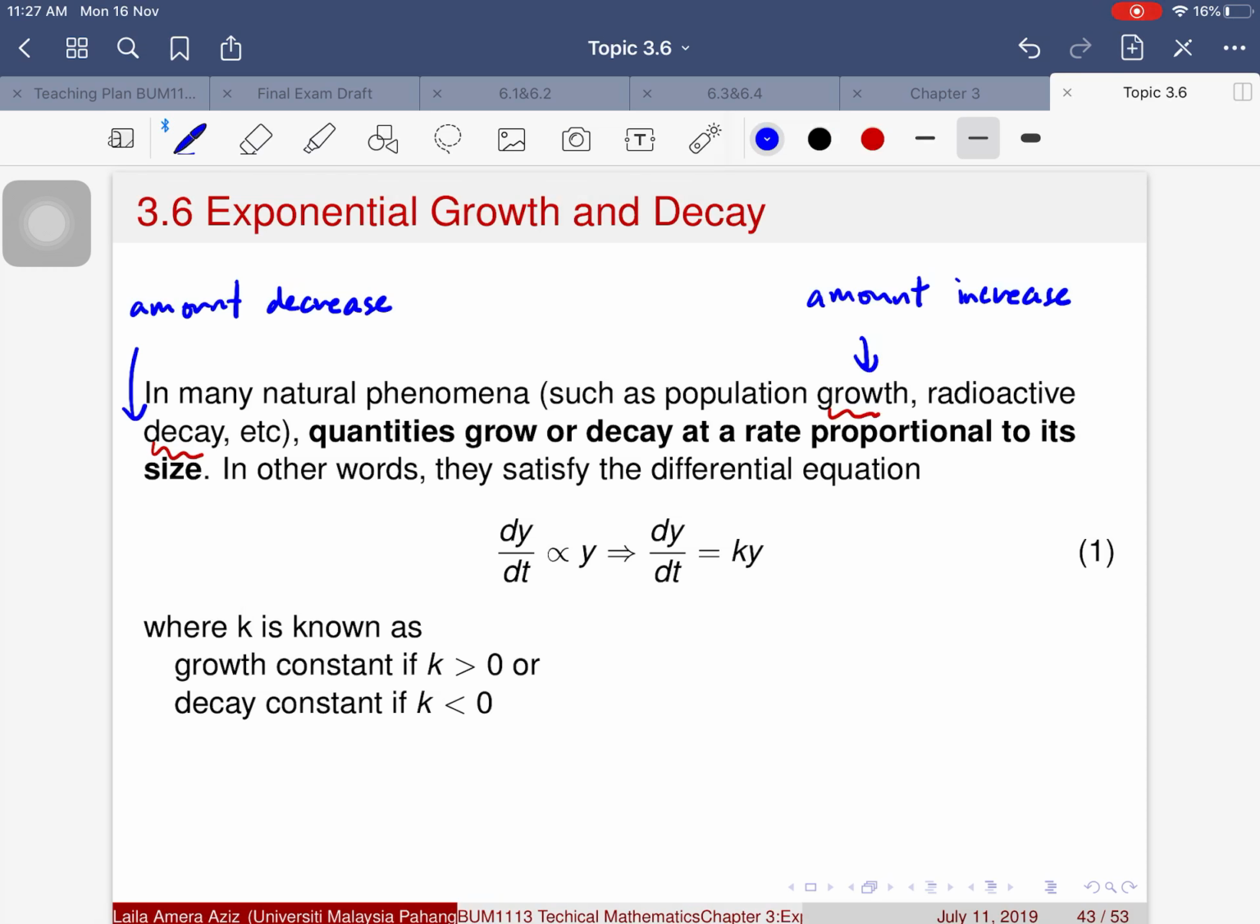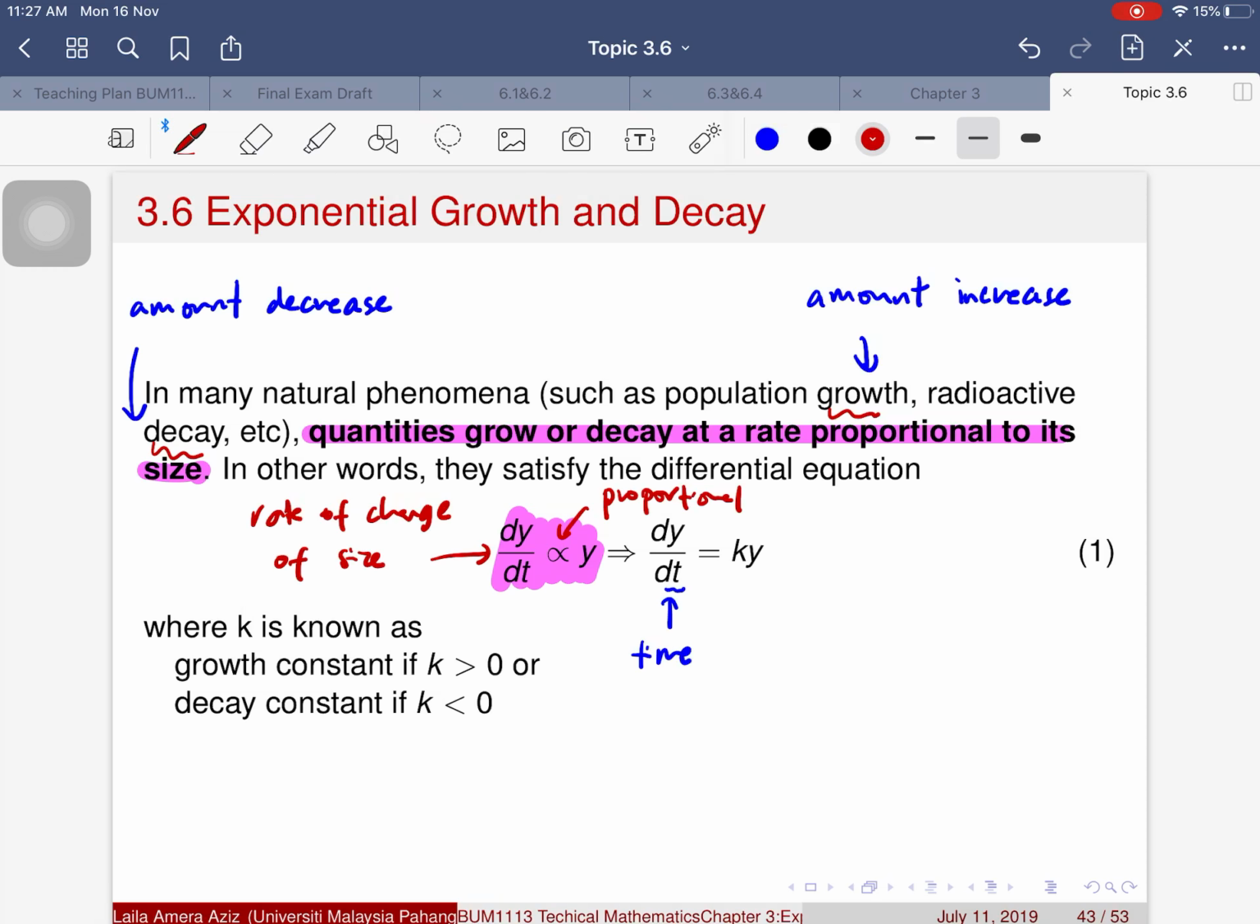Okay, so if you have a quantity that grows or decays at a rate proportional to its size, this is going to be the equation that we can use. So this is the rate, dy over dt. Anything that is written with respect to t is time, so that is called a rate. This is the equation that we use to model a quantity growing or decaying at a rate proportional to its size. And this symbol over here actually means proportional. And this is the rate of change of size.